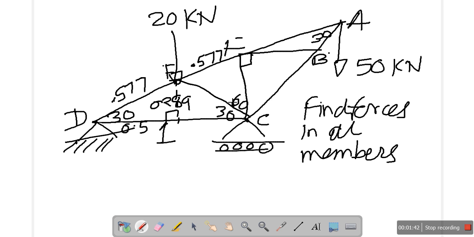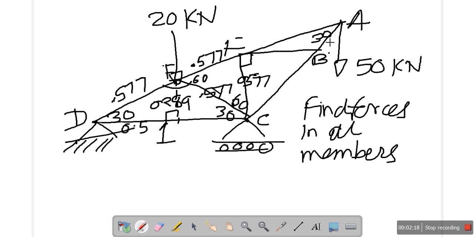So if this DC is 1 unit, AC also will be 1 unit. Now you can see this angle is 60 degree. Over here, this angle is 120. So this angle also will be 60. That makes this triangle an equilateral triangle. So all the lengths will be 0.577. This will be 0.577. This also will be 0.577. Let us look at this particular triangle now.